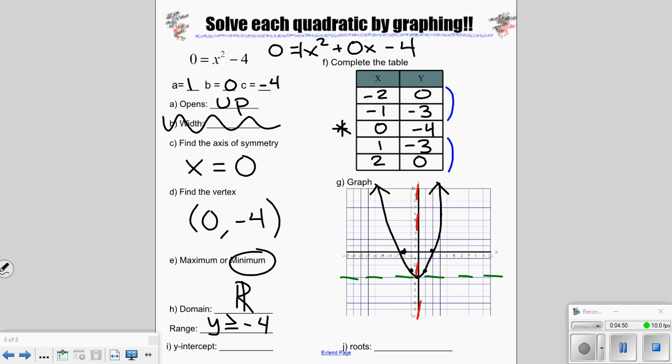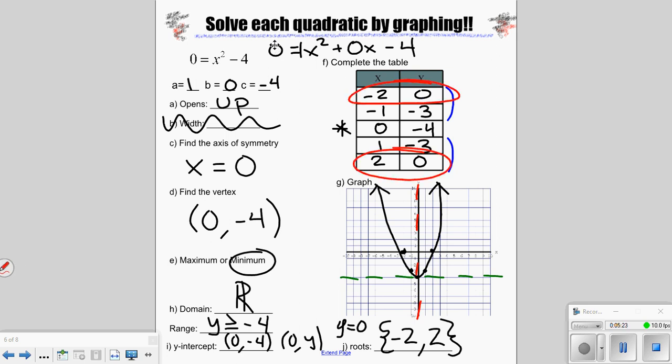The y-intercept here is always when your x value is 0, so it's going to take the form of 0, y. In this case, that's going to be 0, negative 4. And our roots are where our y value is 0. So where y is equal to 0, I have two roots here. They are at -2 and +2. I just figured that out. You can either look at the table to figure that out, or you can look at the graph, and you can see right there, -2.